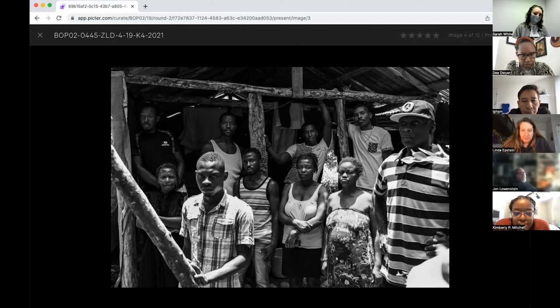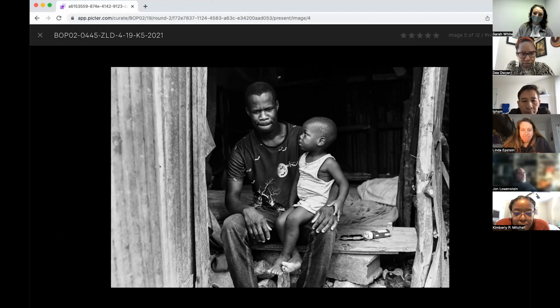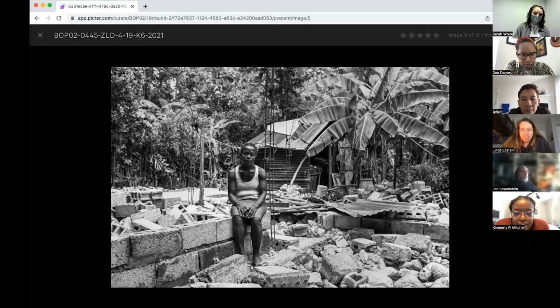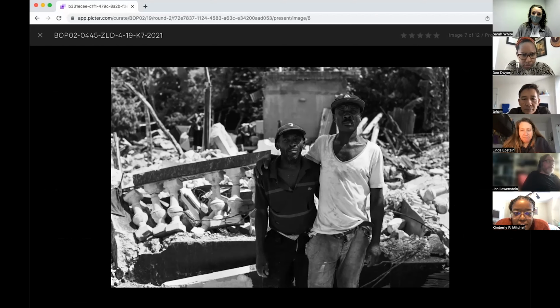That is tough. I like how he's looking at them. Is it? Yeah. There's no caption or anything. The images themselves have captions, but there's no project description. Okay, this feels like maybe Haiti.